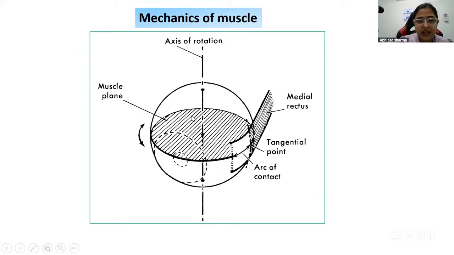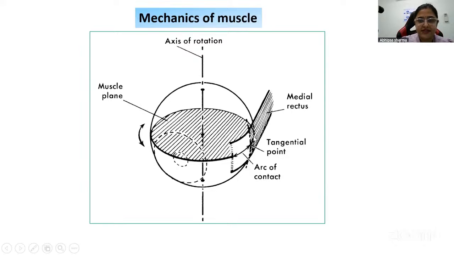So a tangent to the globe at the tangential point of the sclera is the muscle plane. Okay. And what is the axis of rotation? This axis is perpendicular to the muscle plane in the eye.